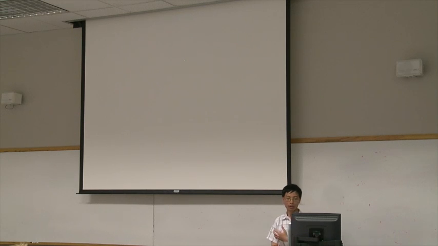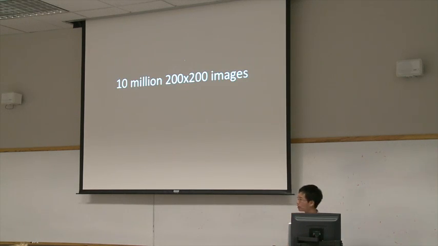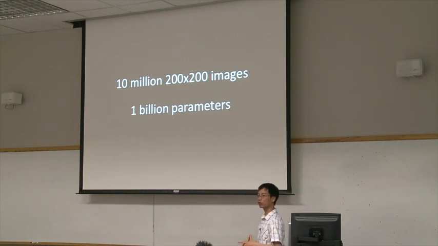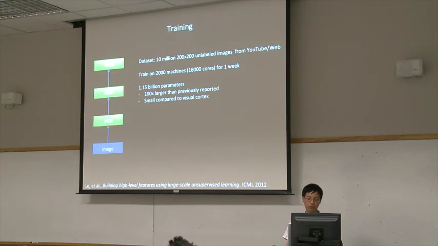So in the problem that I tried, we trained on millions of images: 10 million 200 by 200 images. We take the algorithms that we have and train on 1,000 machines, 10 million images, right? And the number of parameters is 1 billion. So in terms of scale, this is 100 times bigger than anybody has ever tried in deep learning, and probably somewhere in computer vision too.